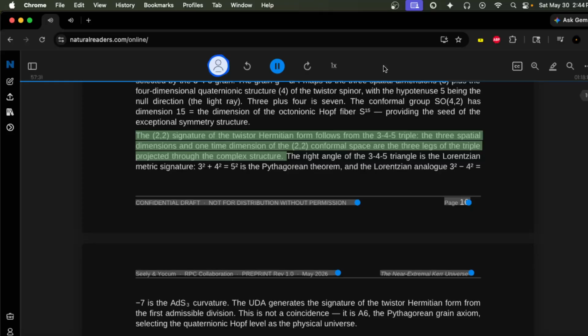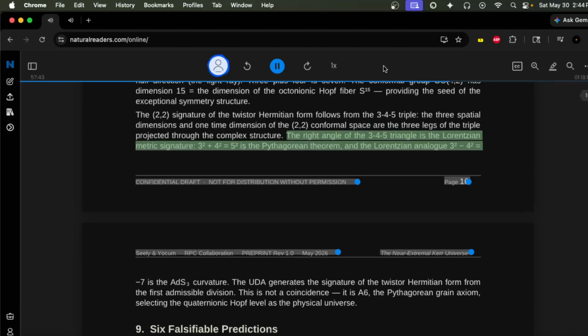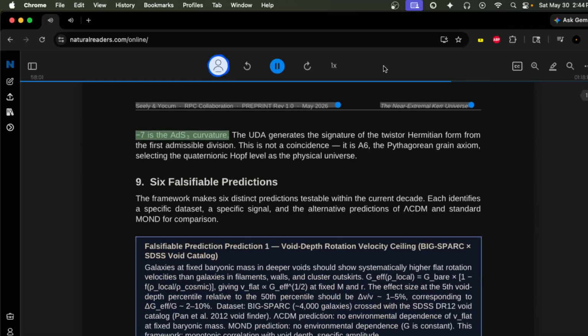The three spatial dimensions and one time dimension of the conformal space are the three legs of the triple projected through the complex structure. The right angle of the 3-4-5 triangle is the Lorentzian metric signature. 3 squared plus 4 squared equals 5 squared is the Pythagorean theorem, and the Lorentzian analog, 3 squared minus 4 squared equals -7, is the AdS3 curvature.